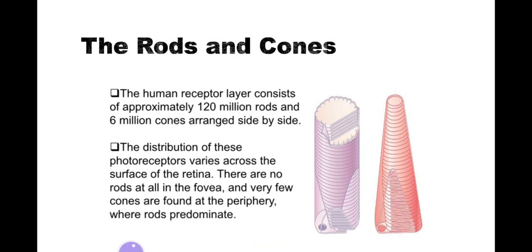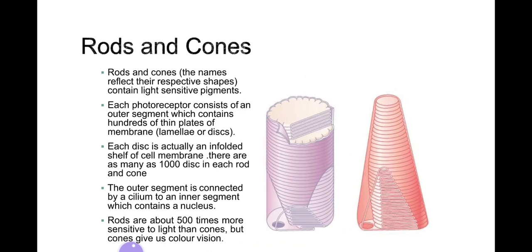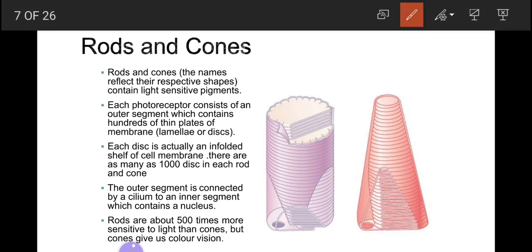There are no rods in the fovea, as I have told you in the previous lecture, and very few cones at the periphery, where the rods predominate. Rods and cones, the names reflect their respective shape.